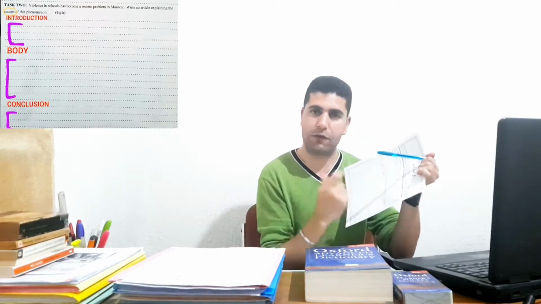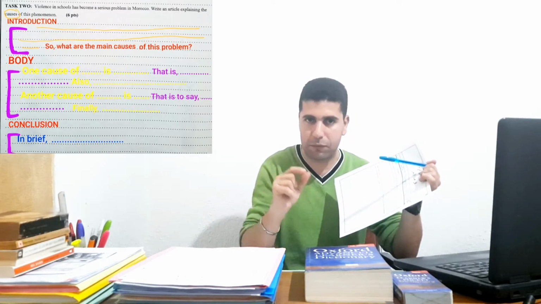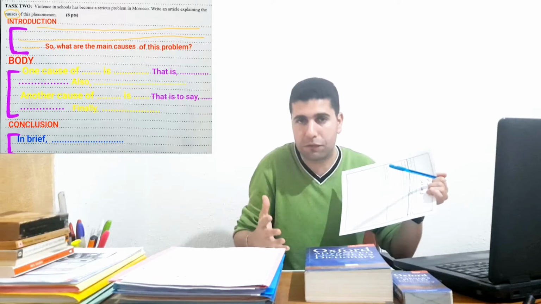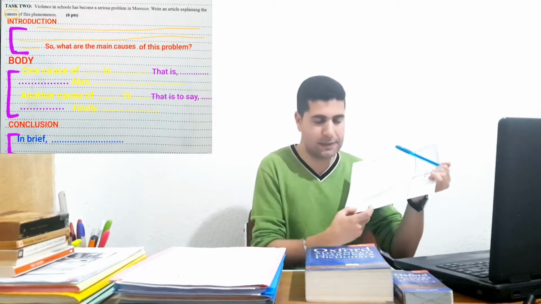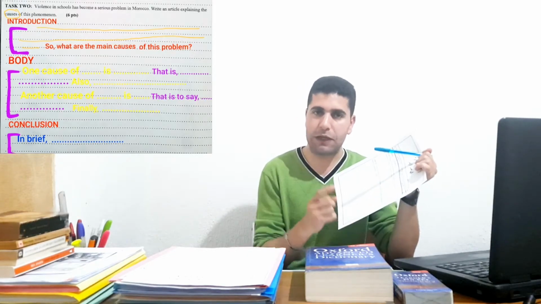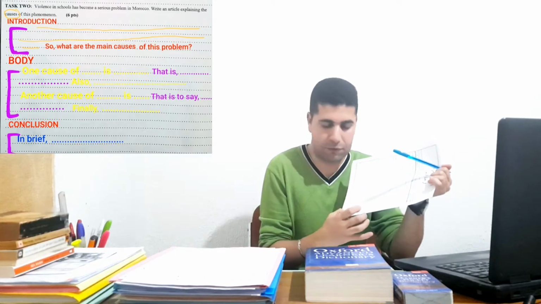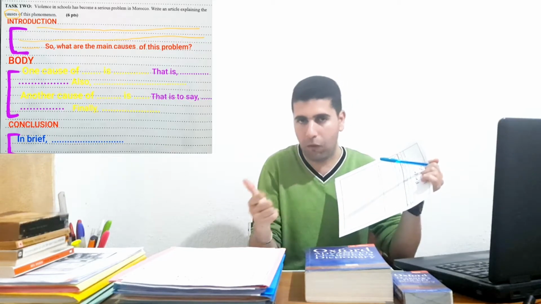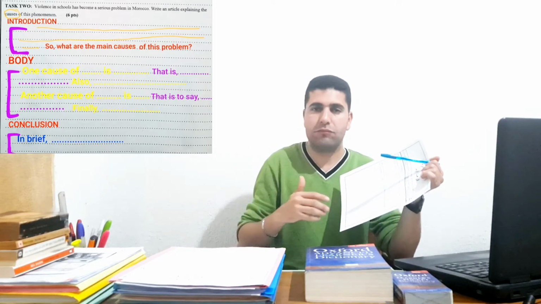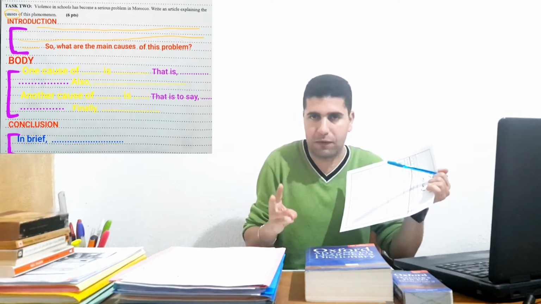Paragraph number 1, introduction, to introduce the problem, okay? And you can finish the introduction with a question. For example, we can say, so what are the causes of this phenomenon, or what are the causes of this problem? And the body. The body here will contain only 1 paragraph. The paragraph that you are going to use here for the body is going to be about the causes. The one cause of, also the last cause of. So you can present here 3 causes. If you present 3 causes, that's enough.